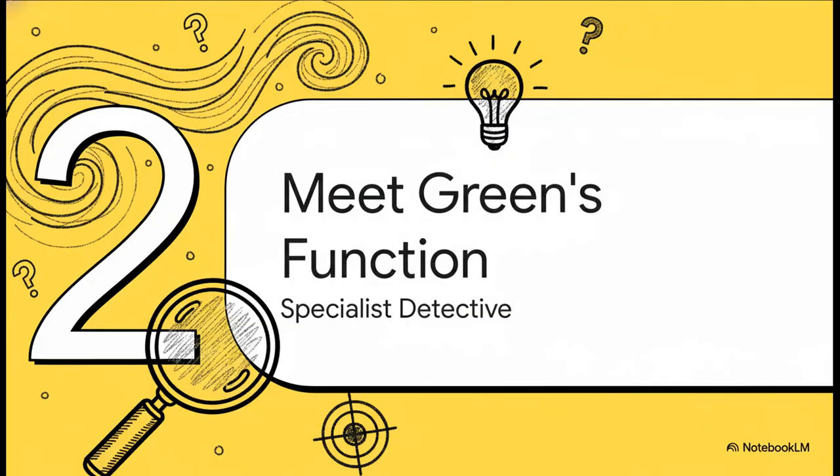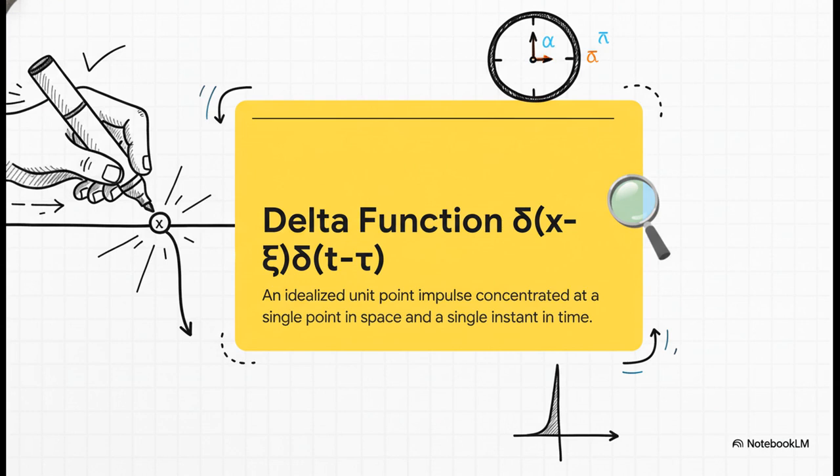Okay, with the case file laid out, it's time to call in the expert. This is a tough case, you know? We can't just brute force it. We need a very specific, very clever tool. We need our specialist detective, the Green's function. But before we can really meet our detective, we have to understand their favorite type of clue. It's called the delta function.